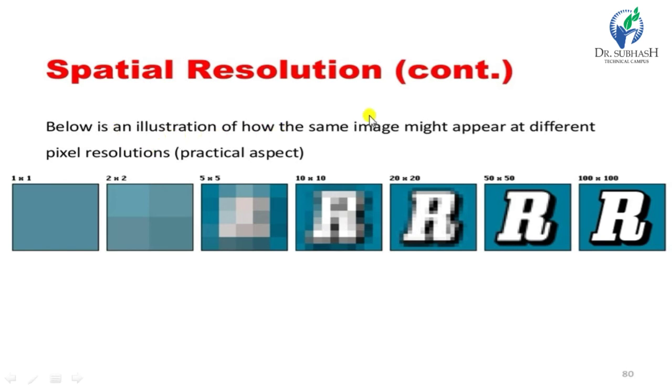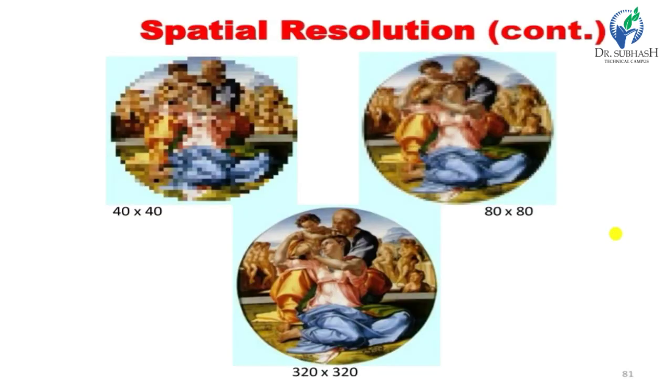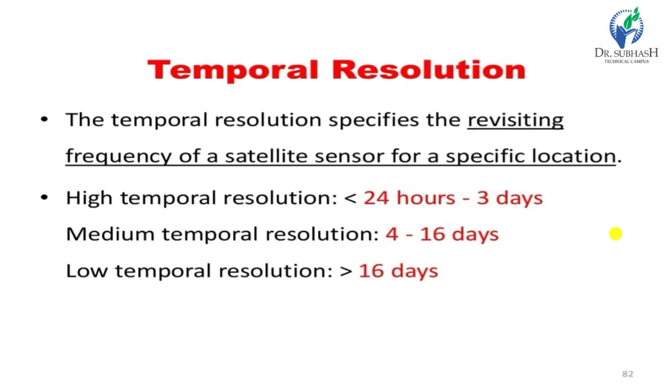Now let's look at some pictures that show the different types of resolution, with different pixel resolutions like 1 by 1 pixel, 2 pixel, 5 pixel, 10 pixel, 20 pixel. The image area covered is the same, but the resolutions are different. So 100 by 100 pixels shows the accurate picture. Here is another example of spatial resolution: 40 by 40, 80 by 80 and 320 by 320. See clearly the difference between the resolutions.